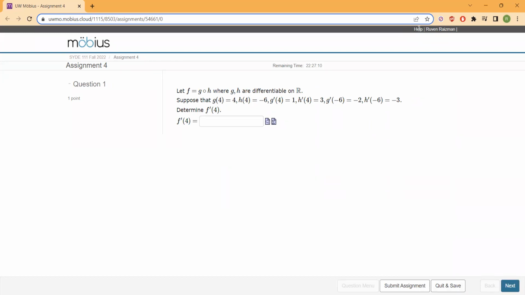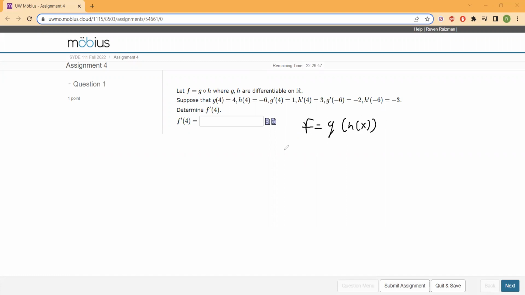Okay, let f equal g of h, where g and h are differentiable in R. Suppose that we have all these values, determine f prime at 4. So to do that, we're going to write down f as a function of g and h. So we're going to get f is equal to g of h of x, right?